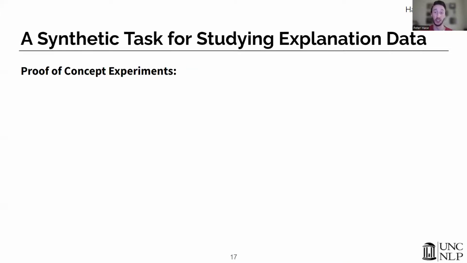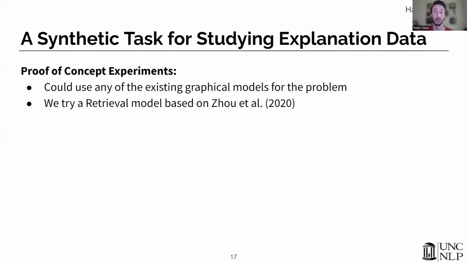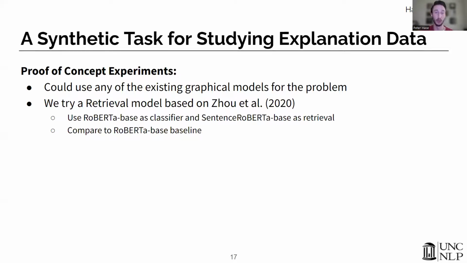Now we want to do some proof of concept experiments showing that the task is solvable with explanations, but difficult without them. We could use a variety of models for this, but we choose to use a retrieval-based model based on Zhao et al. This means that we will learn to retrieve explanations from the training data to help with prediction at test time. We use RoBERTa-based models as our classifier and retriever, and our baseline without explanations is just a RoBERTa-based model.